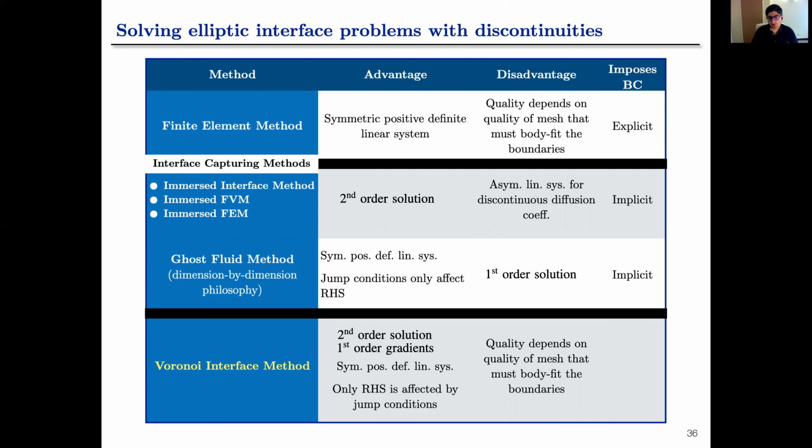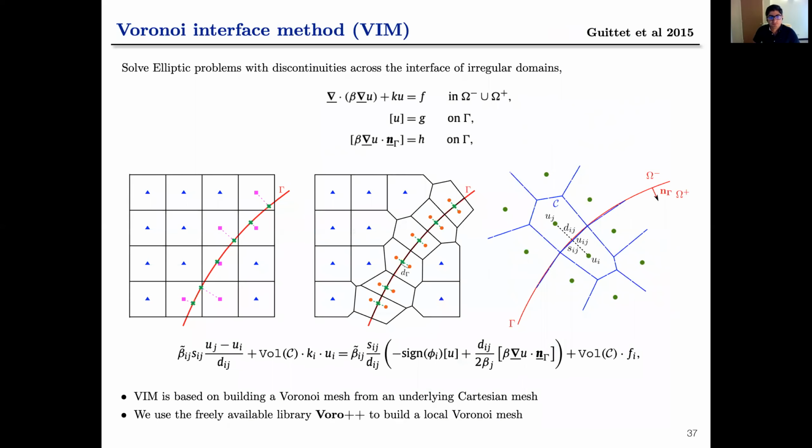For example, it gives you second order accuracy in solution and first order in gradient. It is a symmetric, positive definite linear system. And most importantly, only the right-hand side is affected by the jump conditions, which is very plausible, because you don't have to recompute the matrix in the linear system at every iteration. But there is some drawback. The quality kind of depends on the mesh. We'll discuss that later. So this is the Voronoi interface method, which was proposed by my collaborator, Arthur Guittet, in 2015.